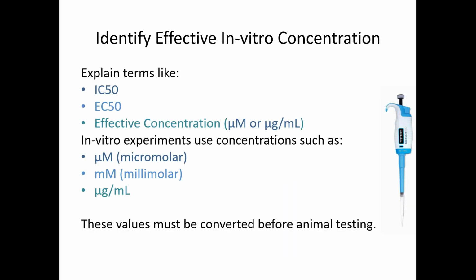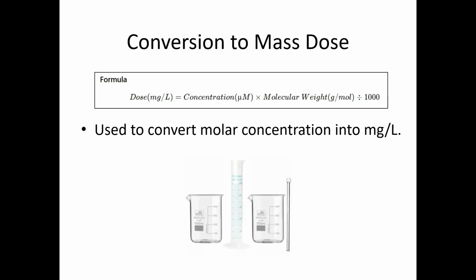First of all, you have to identify the effective in vitro concentration. In that, you have seen terms like IC₅₀, EC₅₀, and effective concentration. It is generally in micromolar or microgram per ml. In in vitro experiments, we are using concentrations such as micromolar, millimolar, microgram per ml. These values must be converted before animal testing. So for that we have a conversion formula.